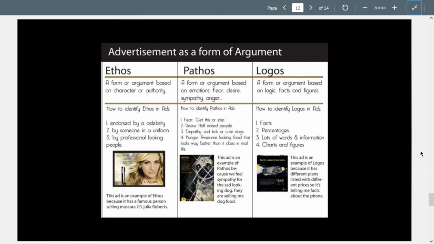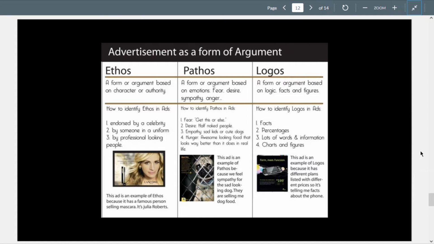For pathos, that's the emotions: fear, desire, sympathy, anger. This one, number 1, fear, get this or else. Number 2, desire, half naked people. Empathy, sad kids or cute dogs. Hunger, awesome looking food that looks way better than it does in real life. We've all seen that in fast food ads everywhere, right? Okay, so this ad is an example of pathos because we feel sympathy for the sad looking dog. They are selling me dog food.